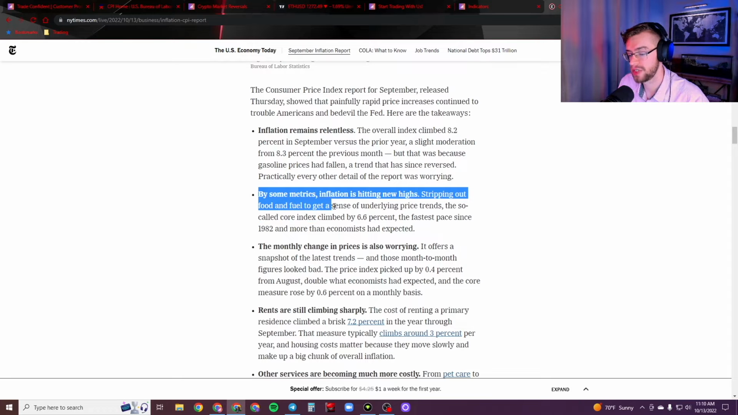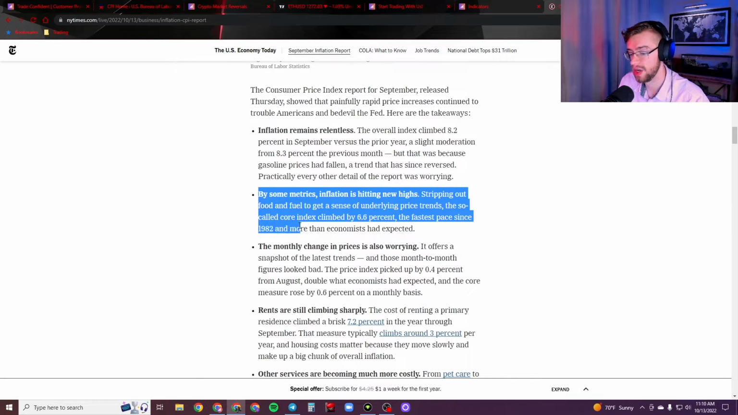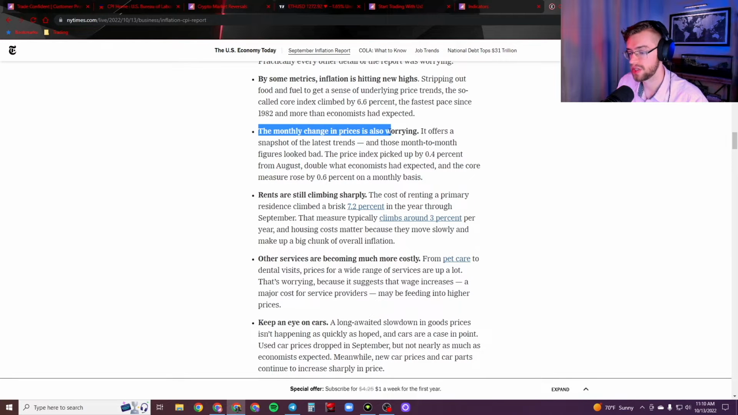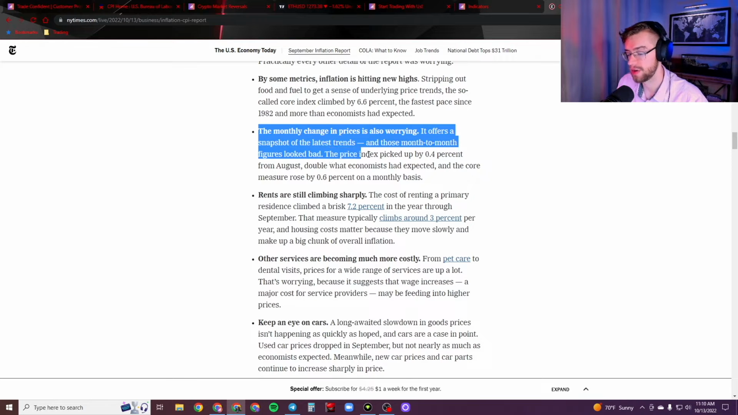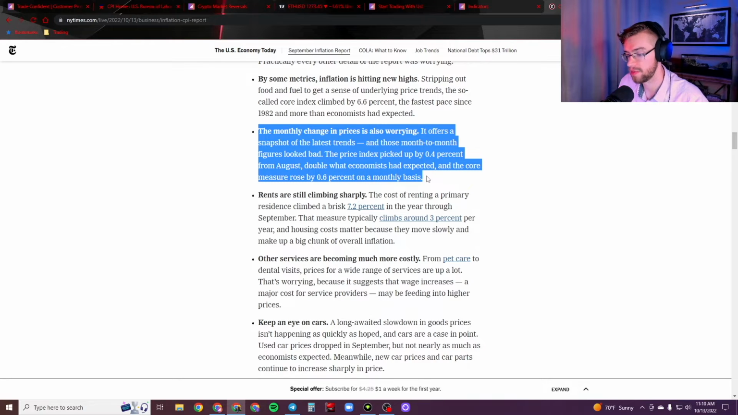Stripping out food and fuel to get a sense of underlying price trends, the so-called core index climbed by 6.6%, the fastest pace since 1982. And more than economists had expected. The monthly change in prices is also worrying. It offers a snapshot of the latest trends, and those month-to-month figures look bad. The price index picked up by 0.4% from August, double what economists had expected, and the core measure rose by 0.6% on a monthly basis.